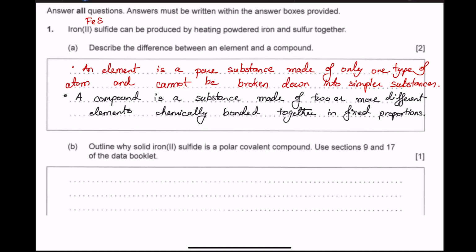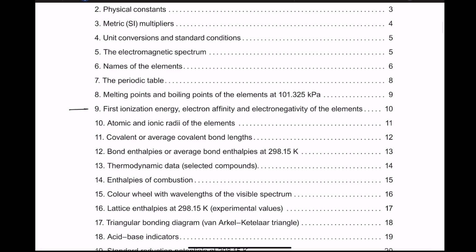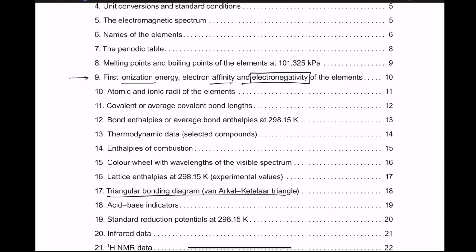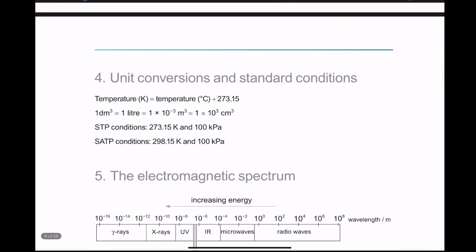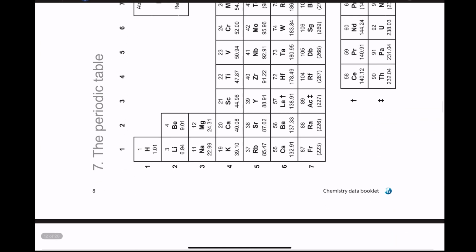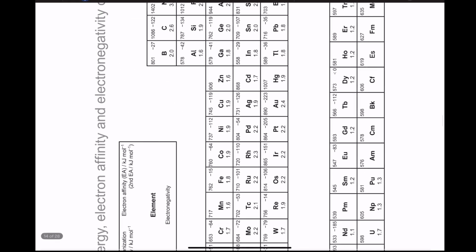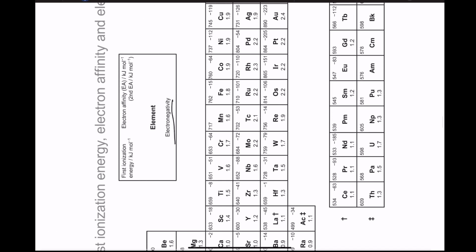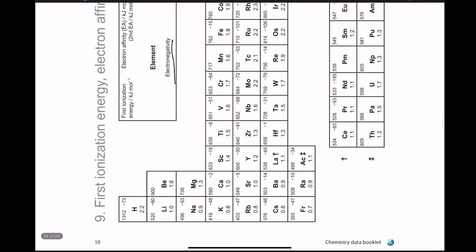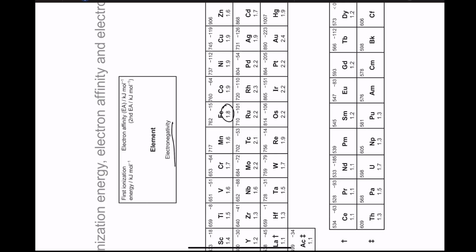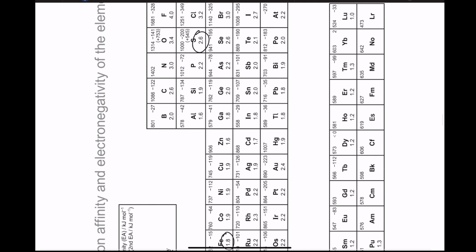Done. Next, we have to outline why solid FeS is a polar covalent compound. We have to use section 9 and 17. Let's check the data booklet. Section 9 gives you electronegativity, and section 17 gives you the triangle bonding diagram. So from section 9, let's identify the electronegativities of iron and sulfur. Here, you have to just rotate the screen once. Iron is here. Iron has electronegativity of 1.8, while sulfur has electronegativity of 2.6.